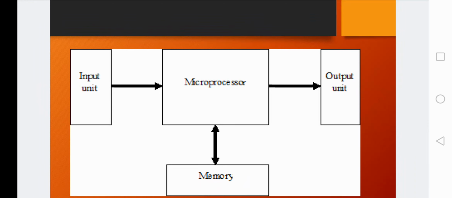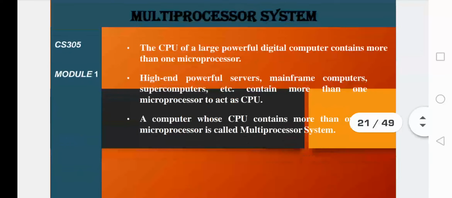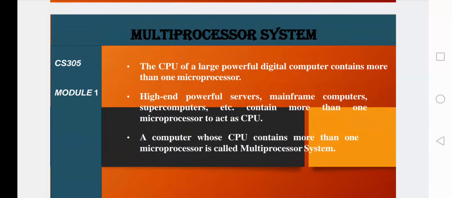Okay, hope it is clear. Then what is a multiprocessor system? I told you what is a microcomputer. A microcomputer is a digital computer which is having a single microprocessor which acts as a CPU, which is responsible for doing the entire operations whatever is assigned to it.